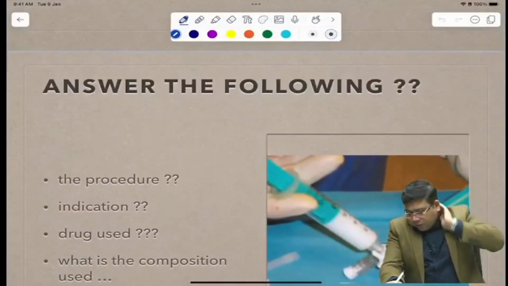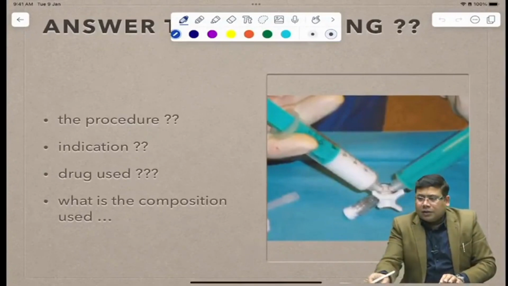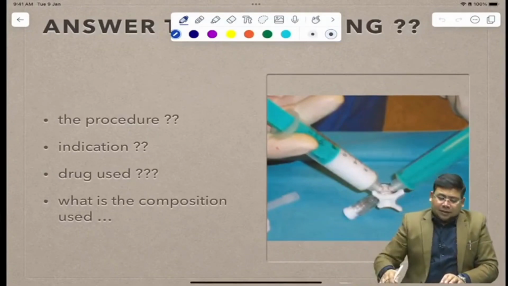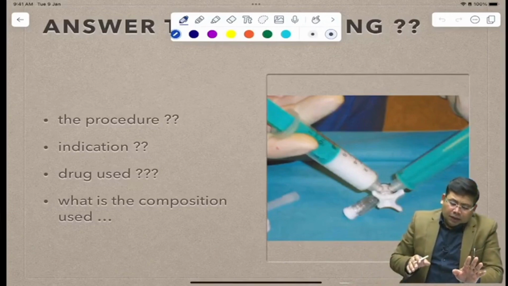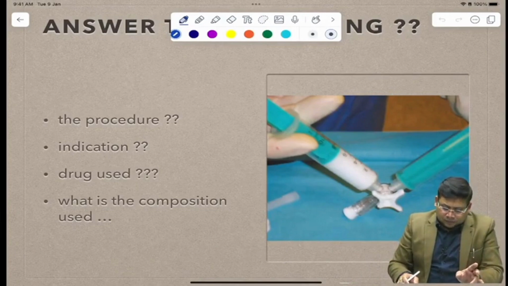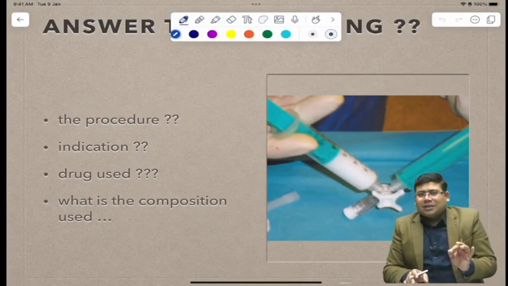Answer the following. What are you seeing in front of you? Let us understand this. We are seeing 2 syringes with a white colored chemical, and this 3-way cannula with 2 syringes attached to it.